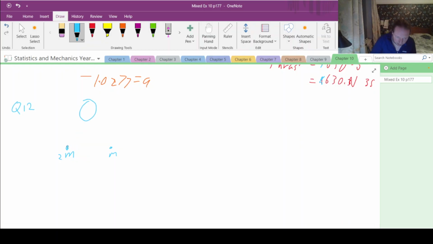Don't know why I've done it so small. Right, like that. And over the pulley, they both hang at a distance of 2 meters above the ground. So from here to here is 2 meters. And both horizontal, the system is released from rest. Excellent. So find the magnitude of the acceleration of the system.